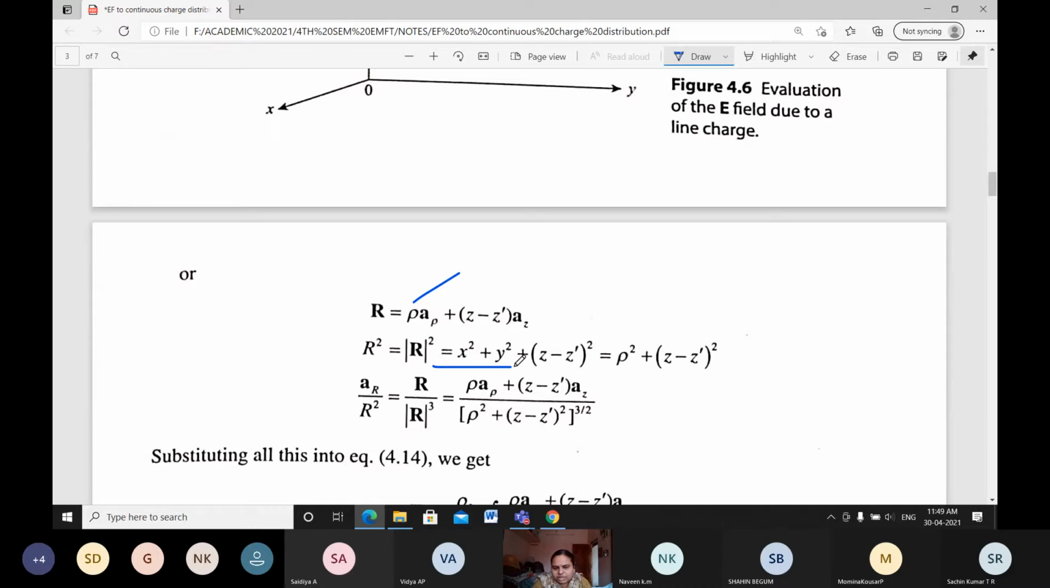In the transformation from Cartesian to cylindrical, if you remember, x square plus y square is equal to rho square, or else rho is equal to the square root of x square plus y square. Based on that, we can write the equation as rho square plus z minus z dash whole square.